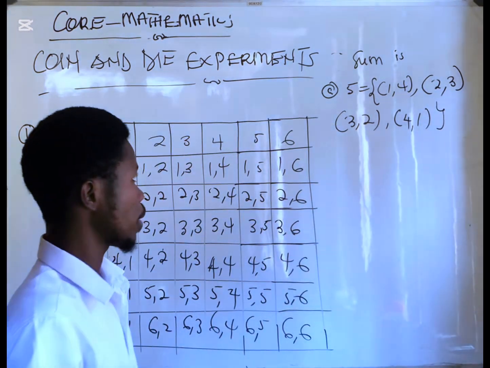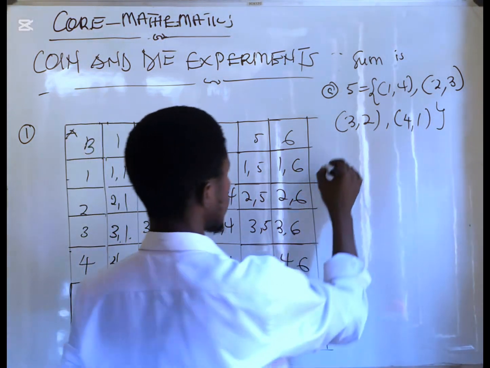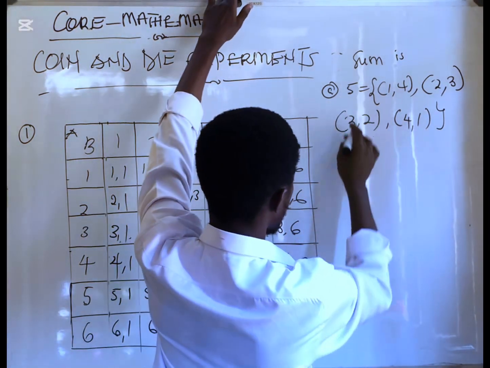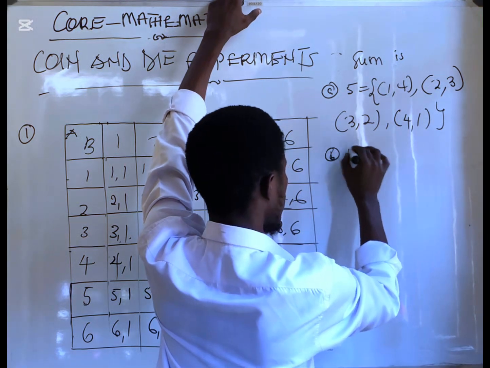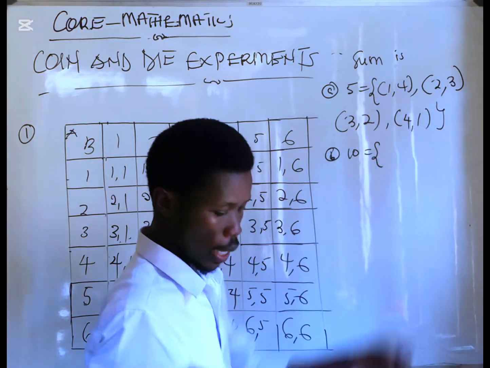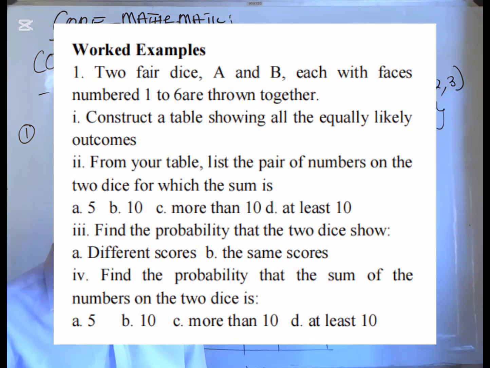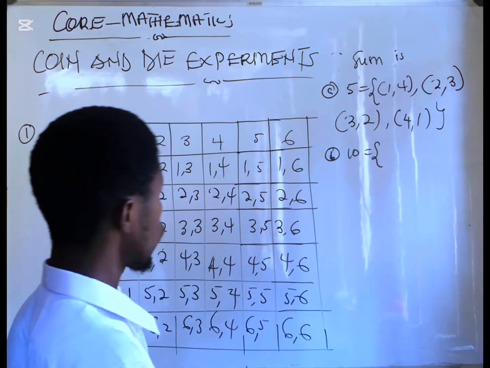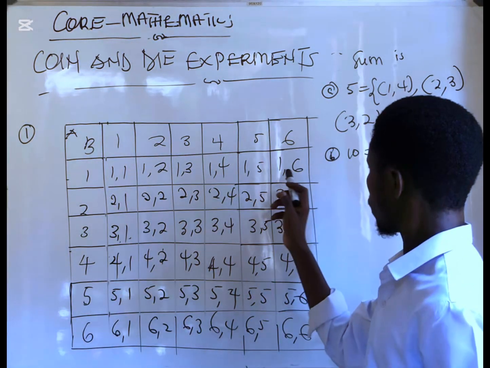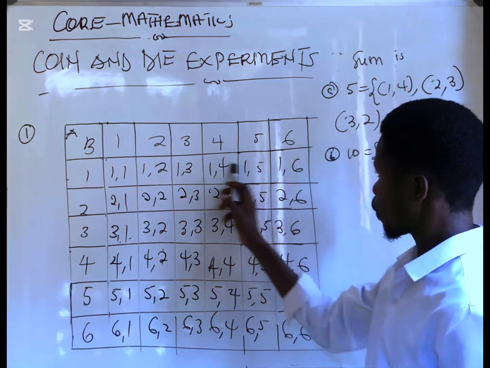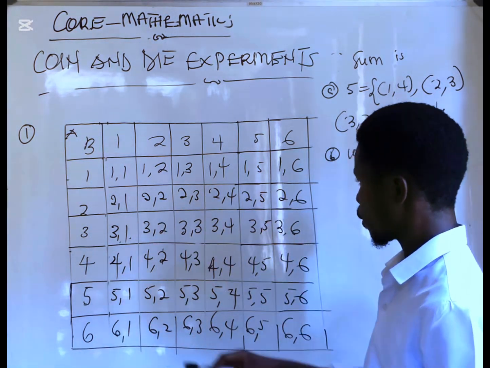So these are the pairs whose sum gives us 5. Now the B is also talking about 10. The sum is going to give us 10. Let me check. Yes, 10. So let's look for the sums that give us 10. In this case, this one, 1 over 6, all of this side, the sum won't give us 10. Here too, the sum won't give us 10.